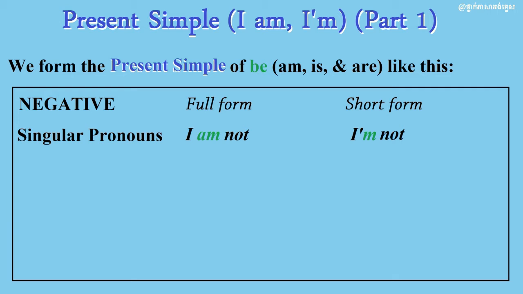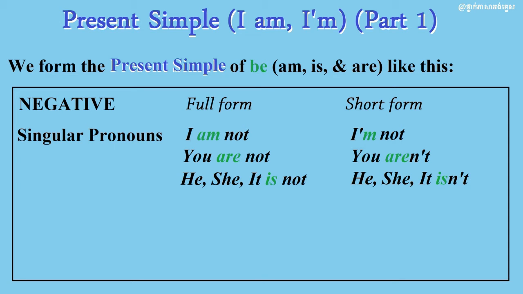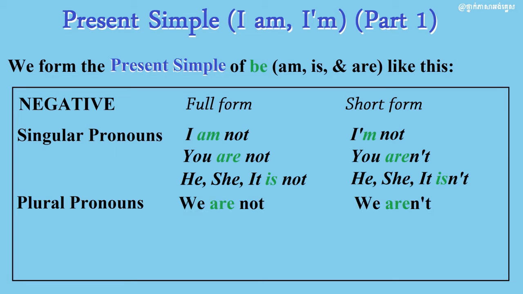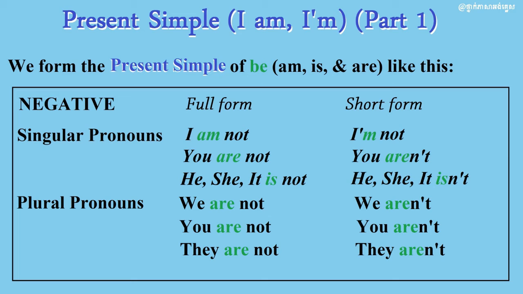I am not. I'm not. You are not. You aren't. He is not. He isn't. She is not. She isn't. It is not. It isn't. We are not. We aren't. You are not. You aren't. They are not. They aren't.